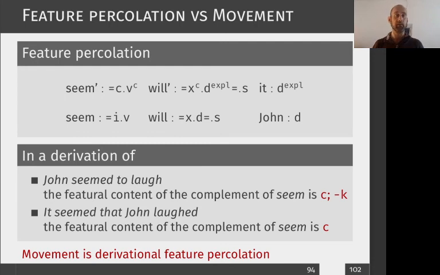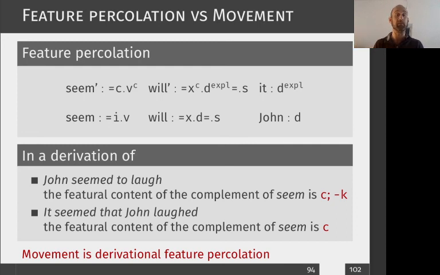so movement implements feature percolation, but it pushes the mechanisms for feature percolation away from the actual features that are being selected for and into the derivational well-formedness check. Okay, so this C -k, well, it's sort of a bad example here. Once seem selects either of these, in the first case, seem to laugh John, it will be of category V semicolon -k, and seem that John laughed will just be of category V.